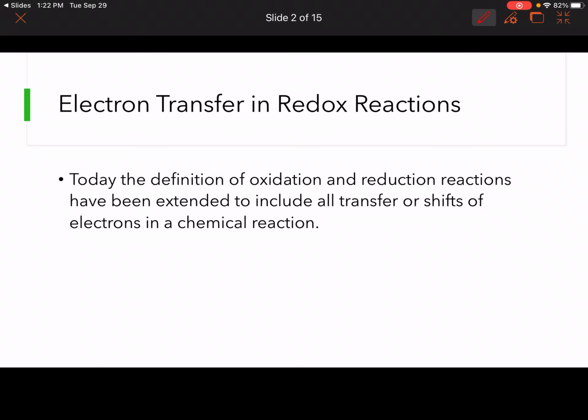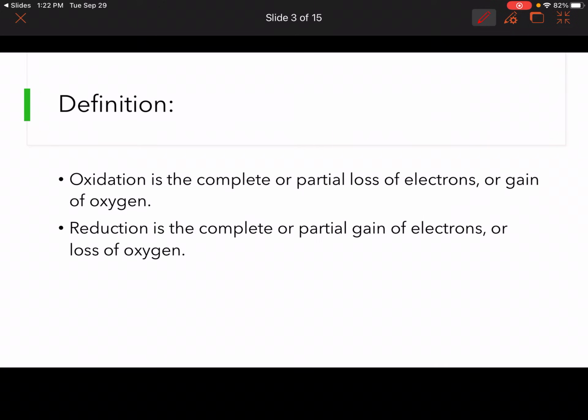So we looked at the old definition the other day. So we talked about how oxidation was the addition of oxygen, reduction was the loss of oxygen. So now we're going to talk about the modern definition of redox. So we've expanded that definition now to include electron transfer in redox reactions. So today the definition of oxidation and reduction reactions have been extended to include all transfer or shifts of electrons in a chemical reaction. That'll make more sense in a minute here.